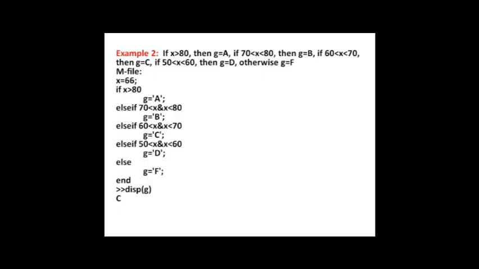If you run your file after saving, you must see the return as C, because x 66 belongs to second else if. By the way, any character we assign under single inverted quote, and that's what we did for the assignment of different letters to workspace variable G.